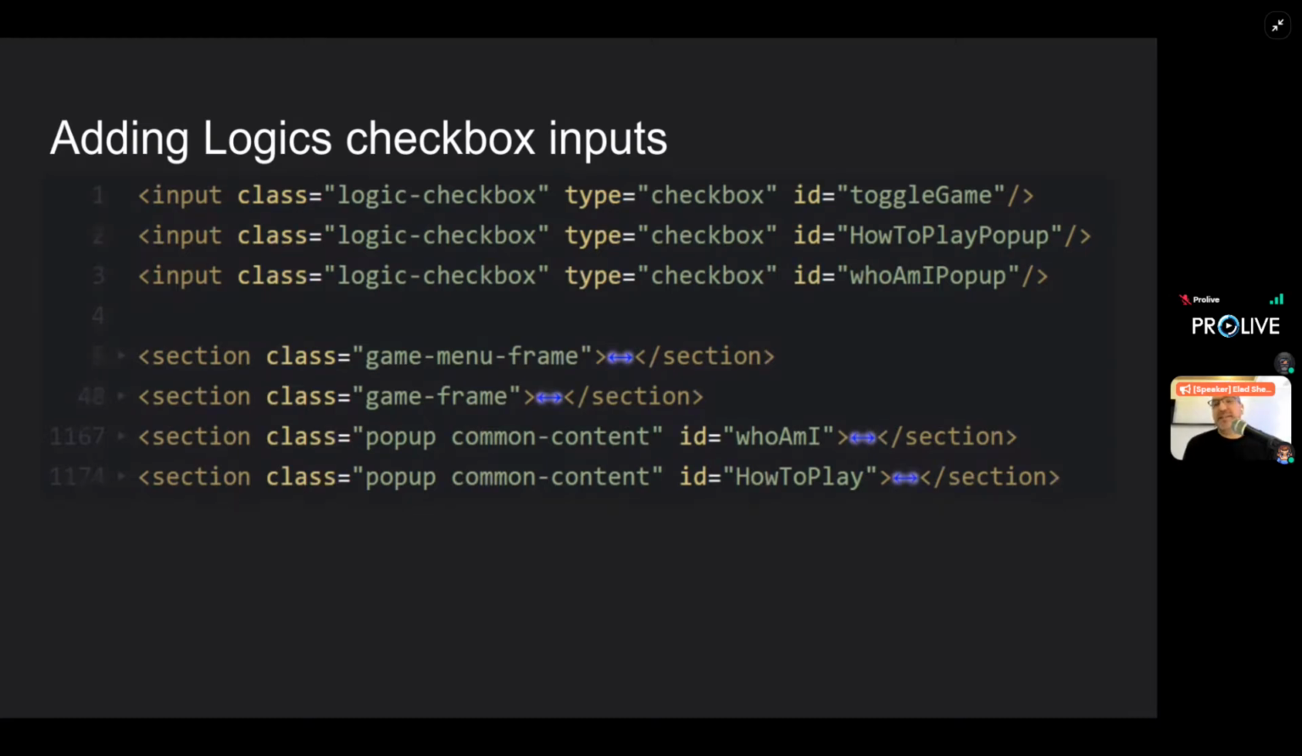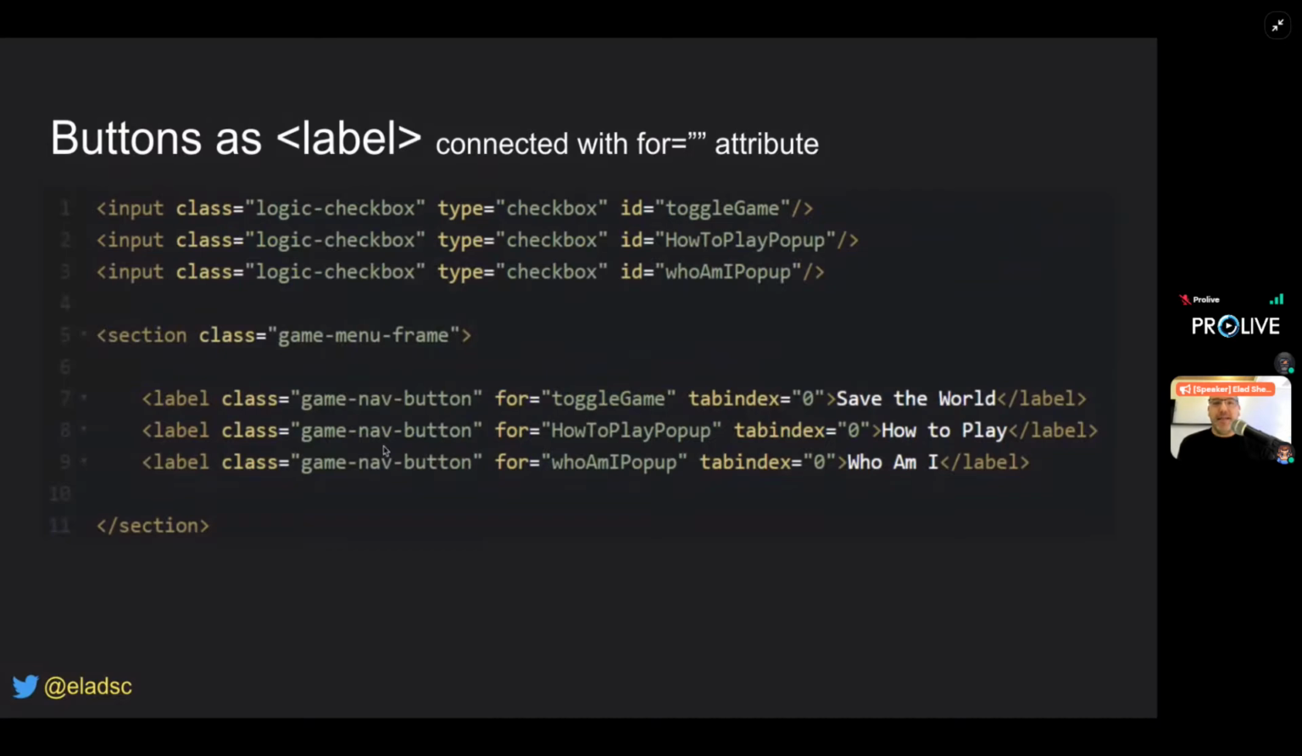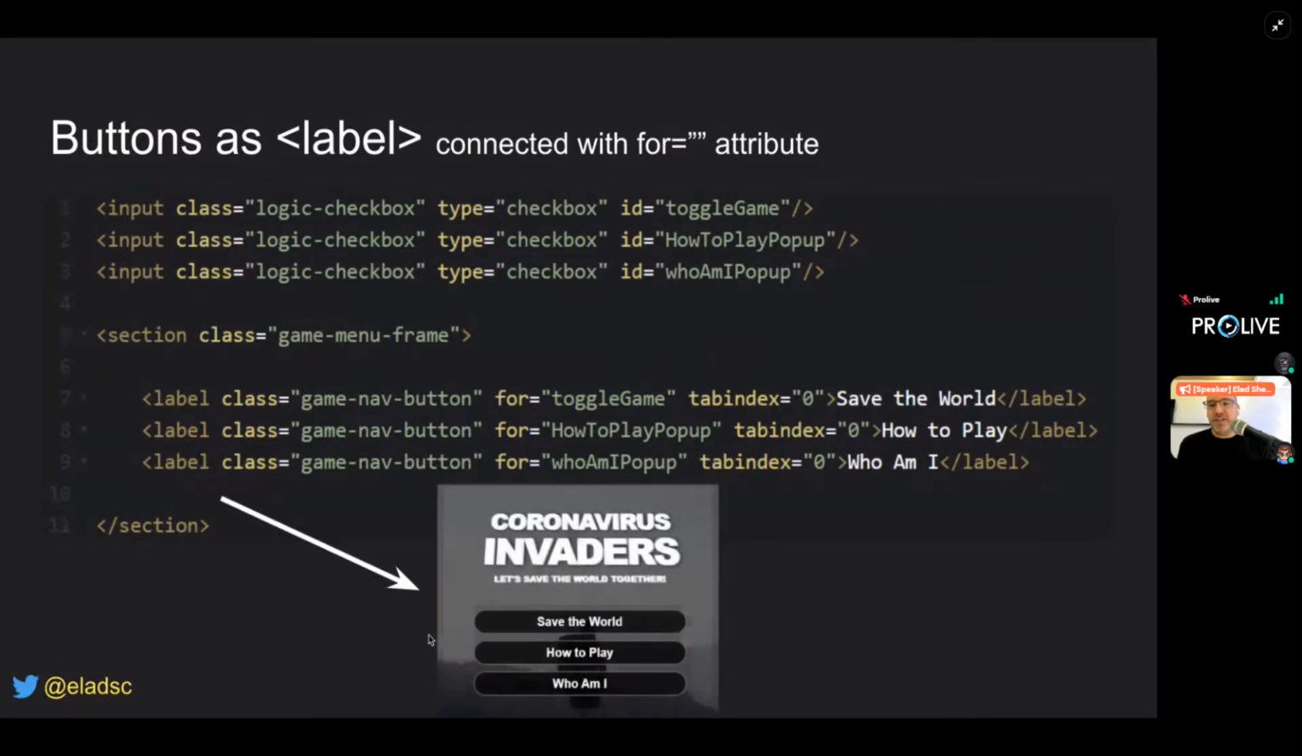For this, I'm using a very old feature of HTML. The buttons that you saw in the game navigation are not button HTML elements. Instead, I'm using label HTML elements here. And a label HTML element can trigger any input that you want with a for attribute that can be connected to a specific ID name. For example, the save the world label button element is a label that has the for attribute of toggle game. This is the ID name of this checkbox. You see toggle game, toggle game.